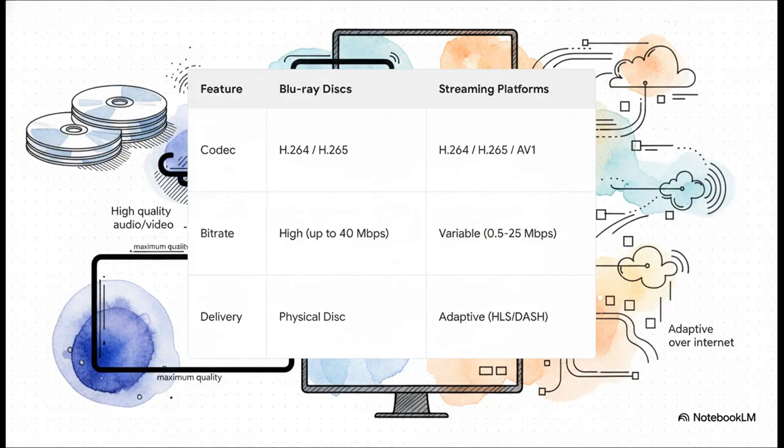This table really breaks down the two different philosophies, doesn't it? On one hand, you have Blu-ray discs. They offer the absolute best, most uncompromising quality because they have a massive fixed amount of data to work with. Streaming, on the other hand, is all about flexibility. It uses a variable bitrate that can shrink or grow depending on your network. And as our internet gets faster and codecs get better, that quality gap is closing every year.